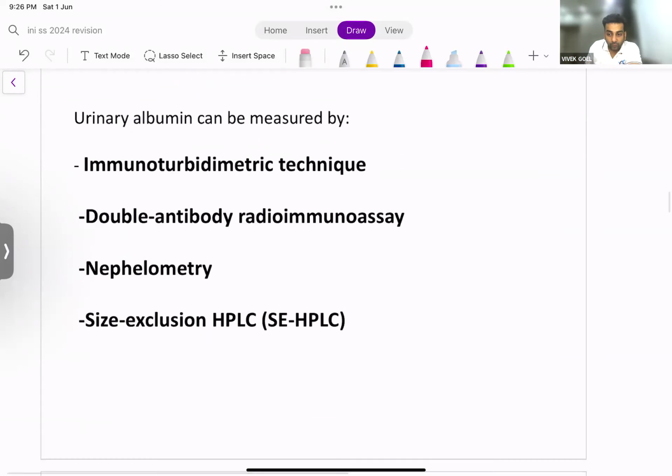But now, in today's day and age, the urinary albumin is measured by the immunoturbidimetric method, double antibody radioimmunoassay, nephelometry, and size exclusion HPLC. So this is very, very important. These are the modern methods, the immunoturbidimetric method. So there is immunology involved here, and the radioimmunoassay. Please remember these names. To simplify, these methods use an antibody against the albumin, and that is specific to albumin, and hence they detect the urinary albumin.